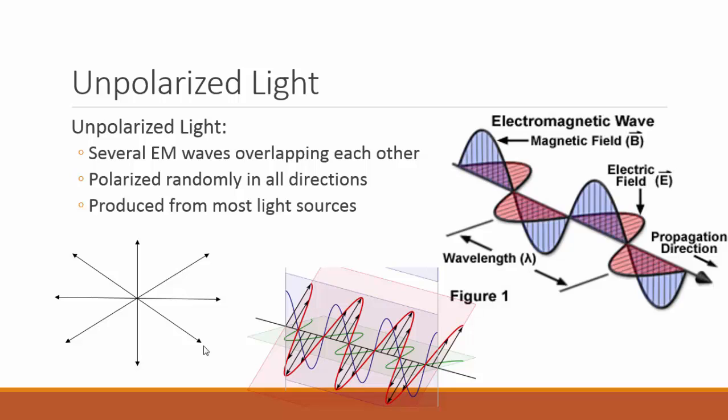And most light sources produce unpolarized light. So if you turn on your incandescent light bulb, it's unpolarized. If your LED, most devices and most ways of making light produce unpolarized light. So most light you see is unpolarized.